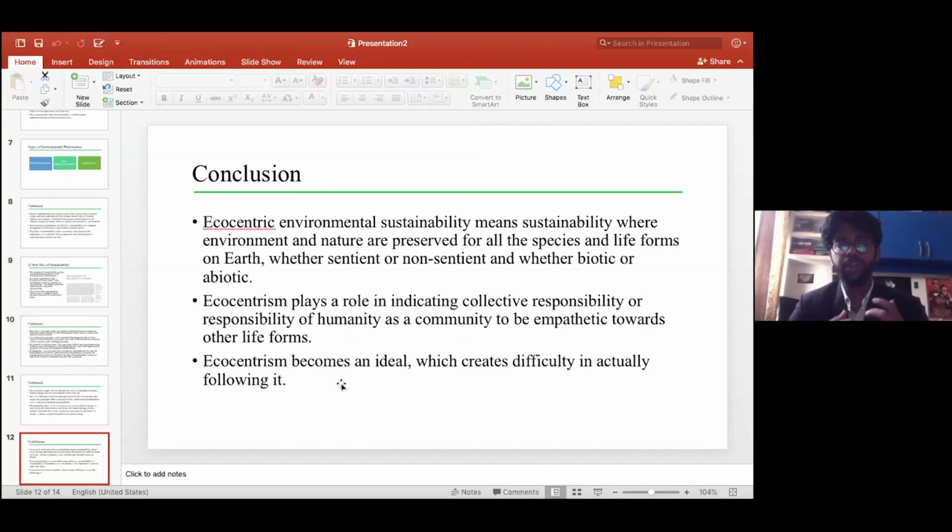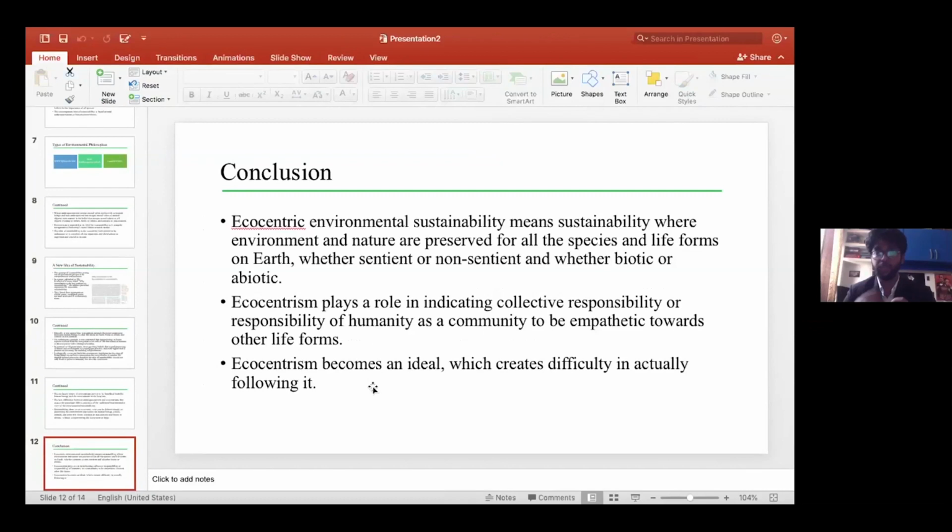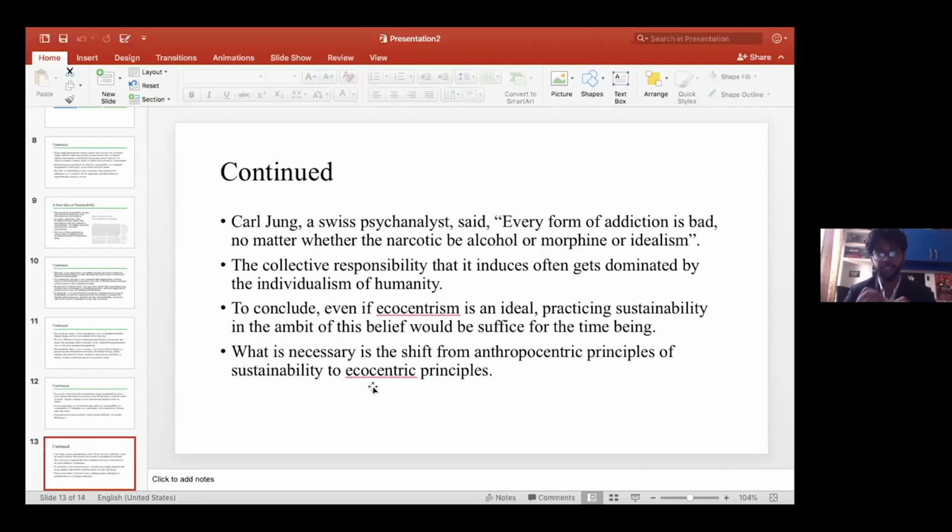Ecocentrism plays a role in indicating collective responsibility, or the responsibility of humankind as a community, to be empathetic towards other life forms. It is an ideal theory of sustainability, but because it is ideal, it becomes difficult to follow. Carl Jung, a Swiss psychoanalyst, said that every form of addiction is bad, no matter whether the narcotic be alcohol, morphine, or idealism. What he meant by this is that chasing idealism can be worthless since it is based around perfection.